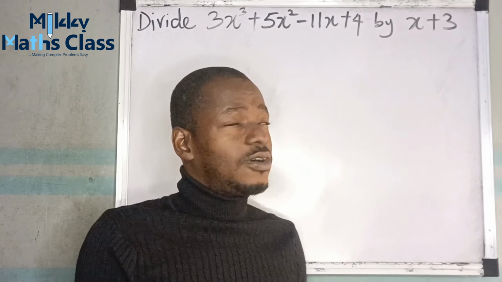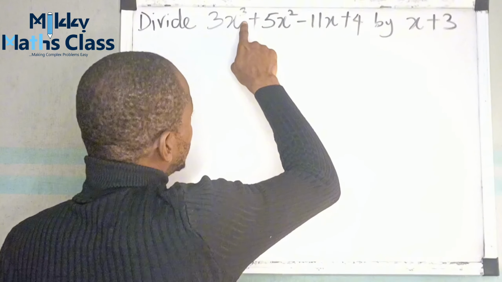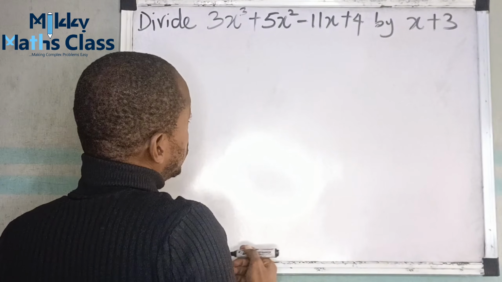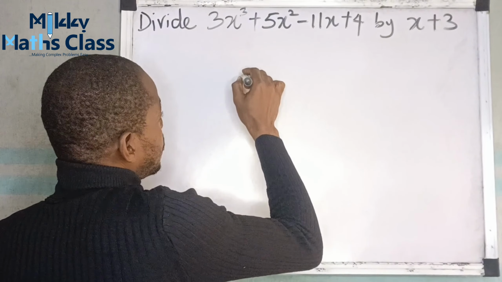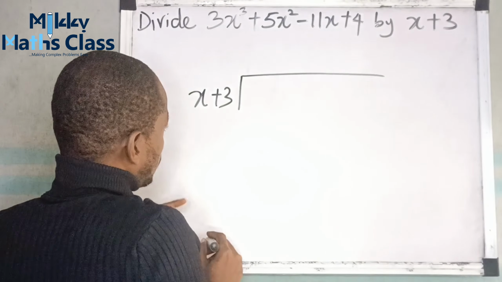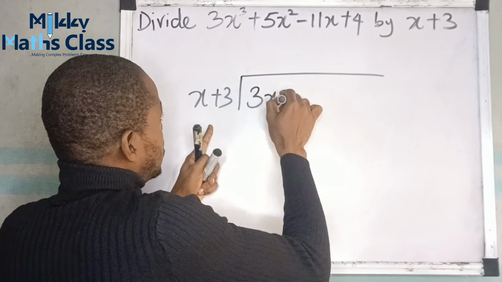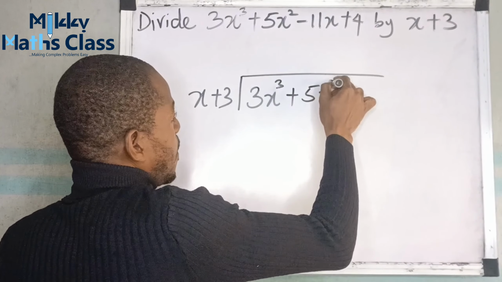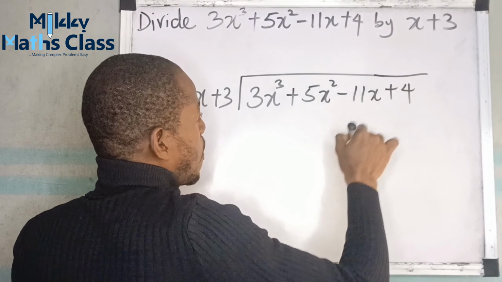All right, let's look at this other example, the third example. It says divide 3x to the power of 3 plus 5x to the power of 2 minus 11x plus 4 by x plus 3. That's our divisor. And we write our dividend: 3x to the power of 3 plus 5x squared minus 11x plus 4.